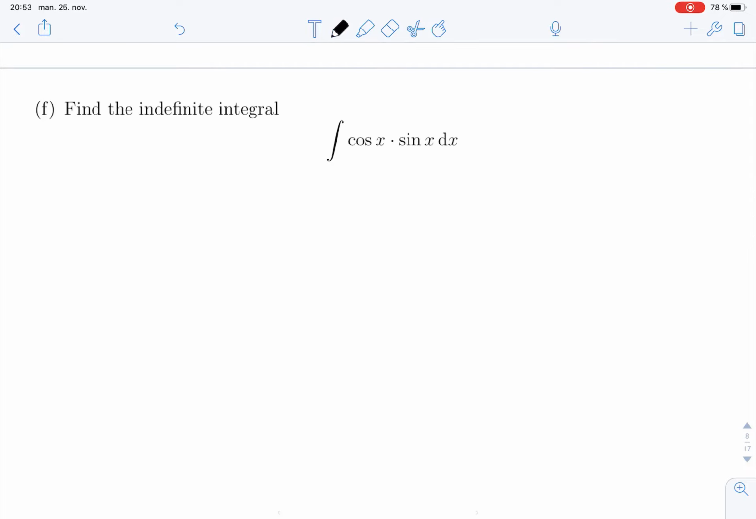Okay, now we have the f, and that might be the one that is most difficult here. So we have something with x in it multiplied by something else with x in it. And since we have that, integration by parts is an idea. You could also use substitution, which might be a bit simpler in this case.